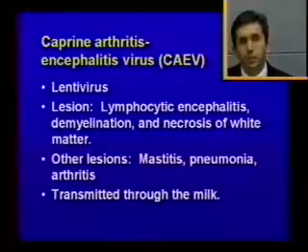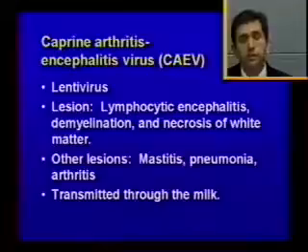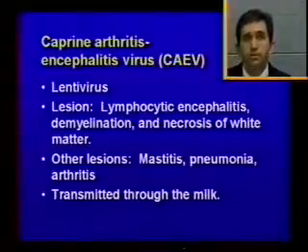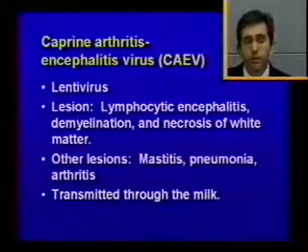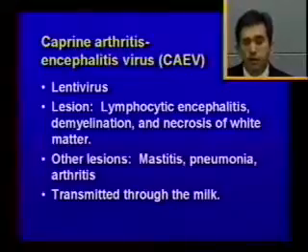A neurological disease of goats that is very important in the United States is caprine arthritis encephalitis virus, or CAEV. This is caused by a retrovirus, and particularly a lentivirus. A lentivirus is a subfamily of the retroviruses. And it causes several diseases that are seen with some frequency.